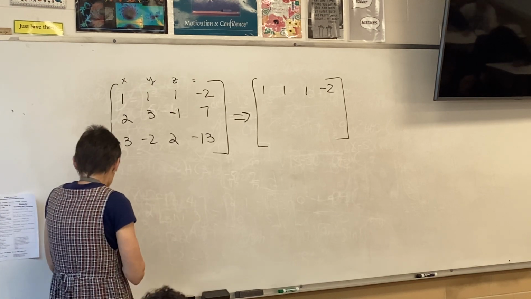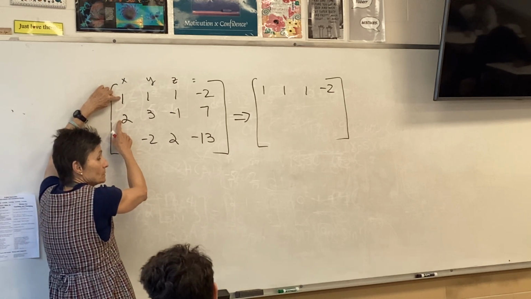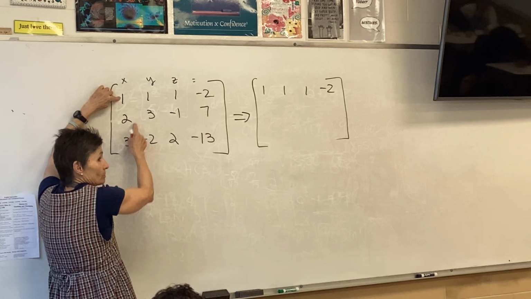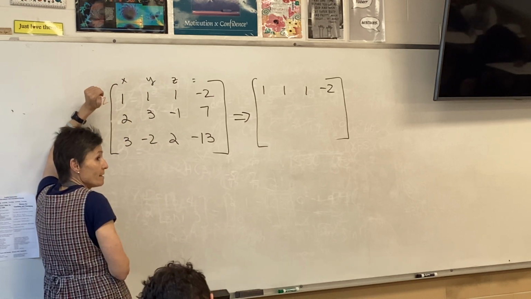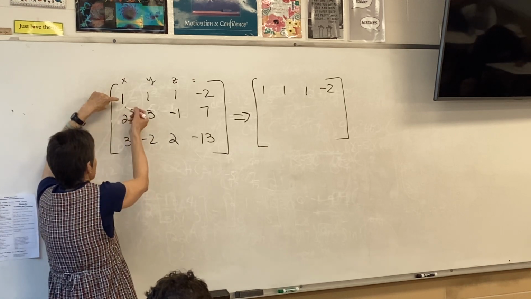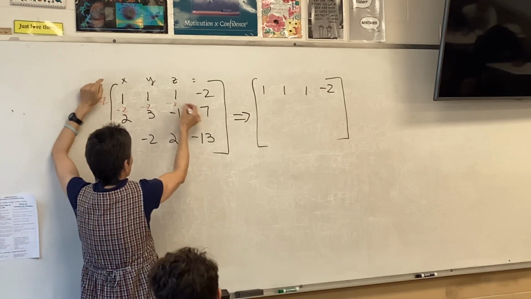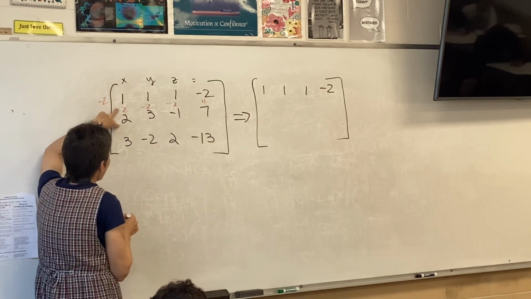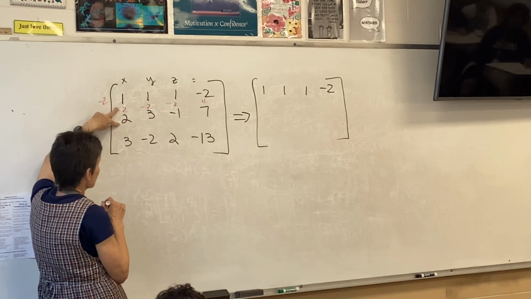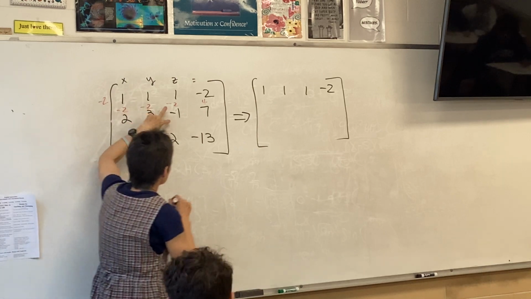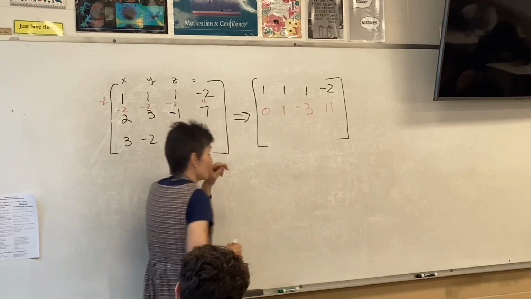Now I need to take that top row and add it to the second row and make that a 0. So obviously I'm going to have to multiply my top row by negative 2. That's going to give me a negative 2, negative 2, negative 2, and 4. So when I add, my new second row will be 0, 1, negative 3, and 11. Are you in agreement with me?